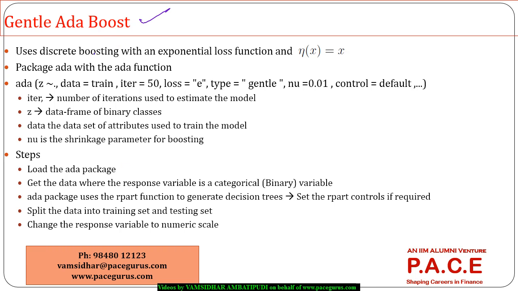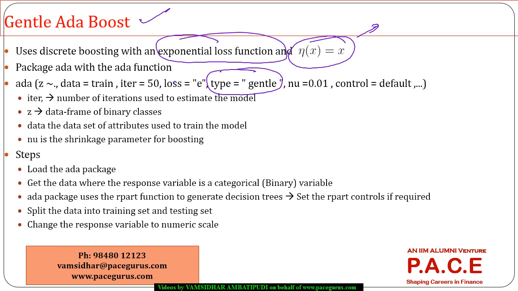This is also a discrete boosting. It has an exponential loss function, but the classification function is different here, where it takes the classification function simply x. So when it is multiplying it with the iteration specific coefficient, it would be multiplying the value as such with the iteration specific coefficient. Even this is executed with the package ada and the ada function. The only difference that comes in here is the type is gentle. Apart from that, all other things are the same.